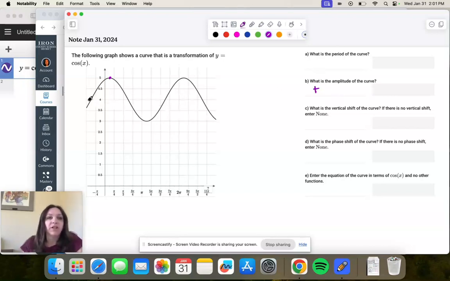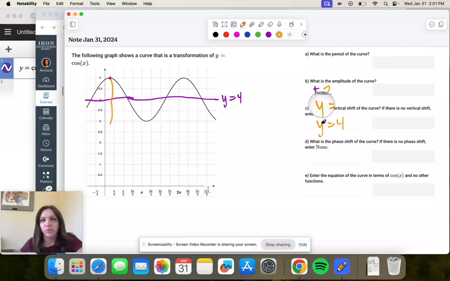So let's start there at our midline. I always like to start a graph by finding the midline. Here at y equals 4. And then I can see above the graph is 2 units and below the graph is 2 units. So our amplitude is 2. And our vertical shift is 4. We don't need the y, just 4. Because we started at 1, and then we went up to 5, but then shifted over.